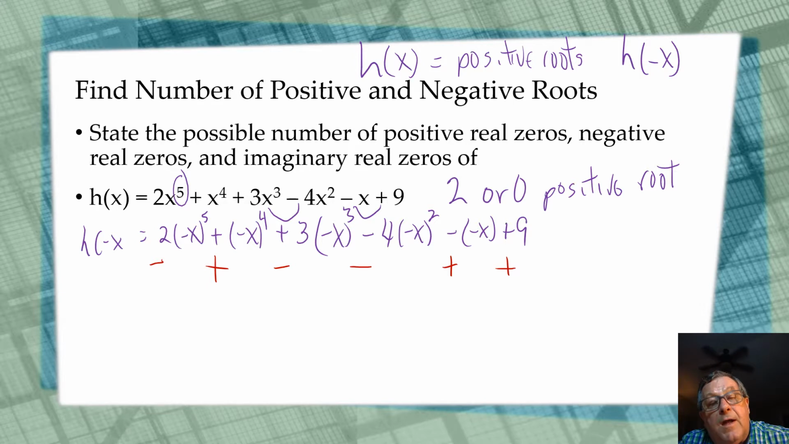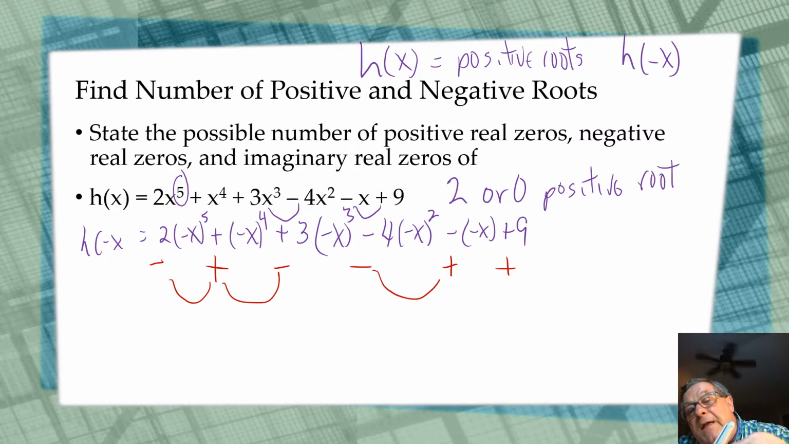Now, how many sign changes do I have now? 1, 2, 3. I've got 3 sign changes, which means that I can have as many as 3 negative real zeros, or less 2. I might have 1 negative real zero.